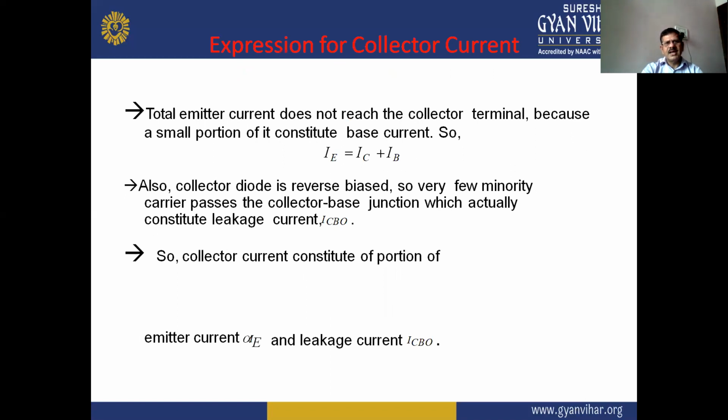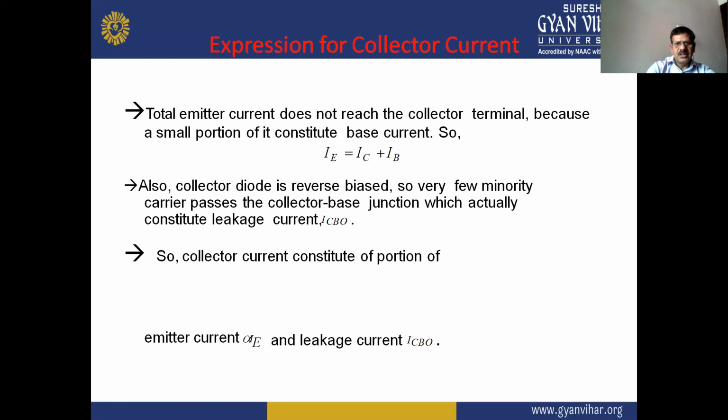Next, what is the expression for collector current IC? The total emitter current does not reach the collector terminal, because a small portion of it constitutes base current. So total emitter current equals the summation of base current and collector current.